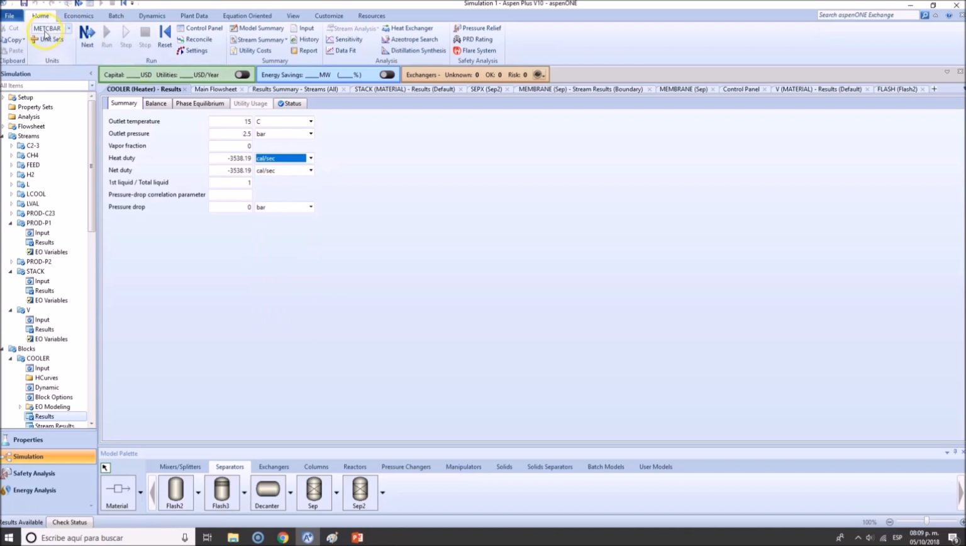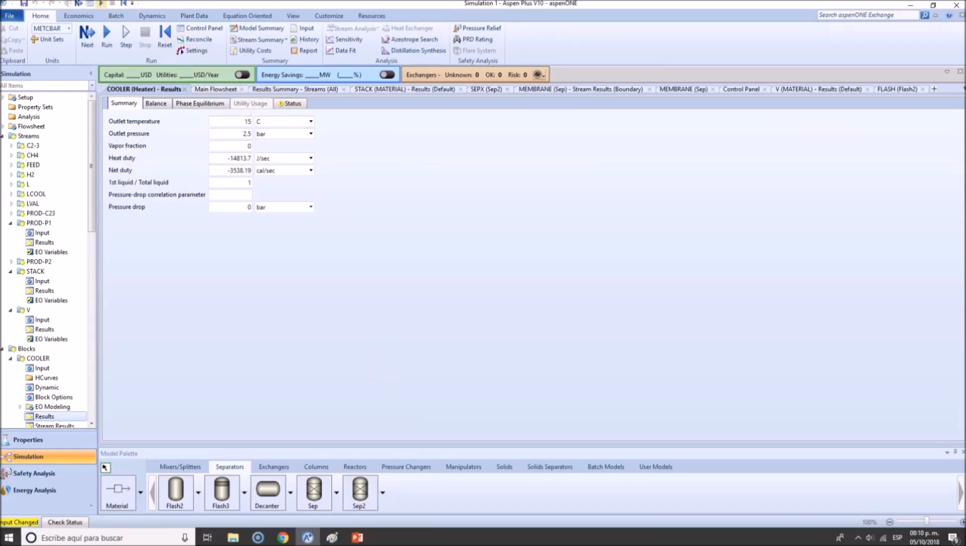So by default, Met C bar has calories for duty, heat duty, but if you were to choose SI system, it will change to watt, as you can see here. Or technically speaking, joules per second. Let's go back here. Okay guys, what else do we have here?